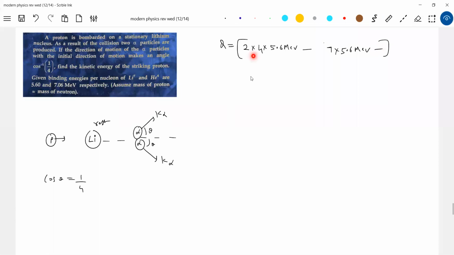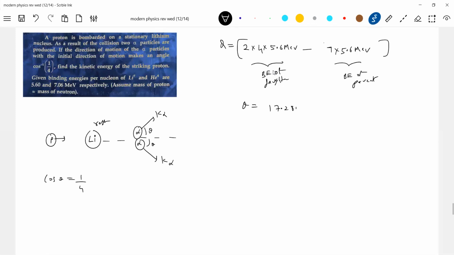You look at this: binding energy of daughter minus binding energy of parent. Things have changed a little bit, so I'll write it here. Binding energy of daughter. I made correction. Okay, this is it. So when the binding energies are given, binding energy of daughter minus this one. So this Q will be in MeV value? 17.28, sir. 17.28.